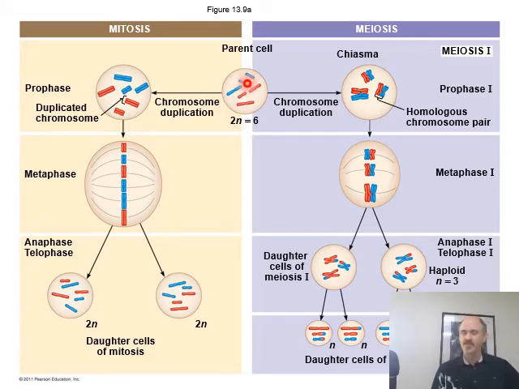So we have a haploid cell, but we're not done because those chromosomes are still replicated or duplicated chromosomes. They need to separate yet. That's what happens in meiosis 2. Those sister chromatids separate, and now we end up with 1, 2, 3, 4 cells produced that are haploid. So they have 3 chromosomes each, unlike the 6 we started with.